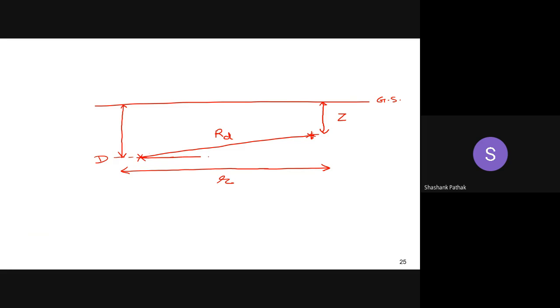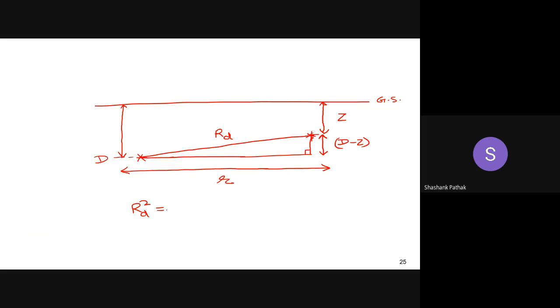Now, what is this vertical length? How much? Capital D minus Z. This is R. So now, from the Pythagoras theorem, what can we write?